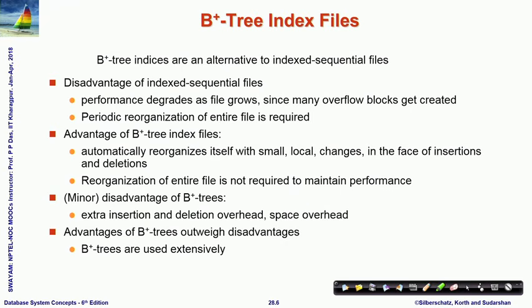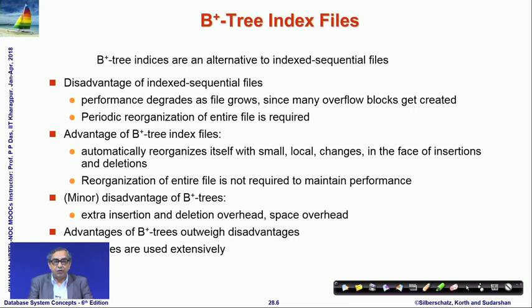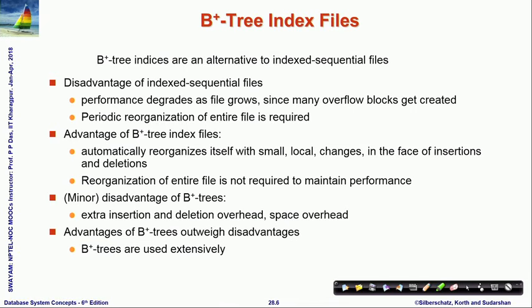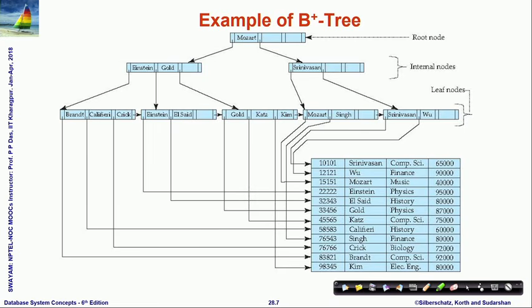In contrast, the advantage of the B plus tree is that it automatically reorganizes itself in small bits and pieces with local changes whenever insertions and deletions happen, and reorganization of the entire file is not required for maintenance. Of course, there is a little bit of disadvantage. The extra insertion and deletion overhead exists for the small micro reorganization. There is a little bit of space overhead, but in the face of the advantage that we get, it outweighs the disadvantages, and B plus trees are used quite extensively.